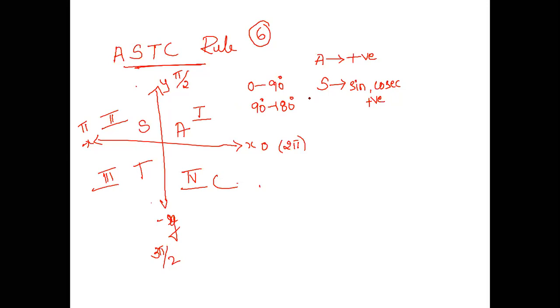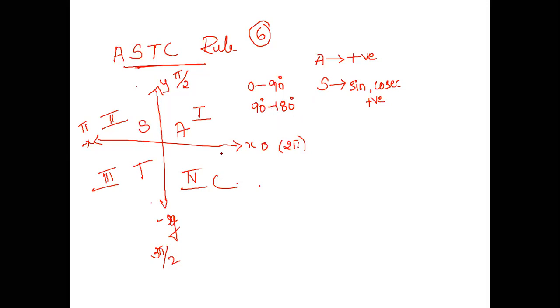Okay, sine and cosecant are positive. Except sine and cosecant, all the other trigonometric functions, that is the remaining 4 trigonometric functions, are negative. Okay, I hope this was clear. In the second quadrant, sine and cosecant are positive, and the remaining trigonometric functions are negative. You can observe the in-between values.